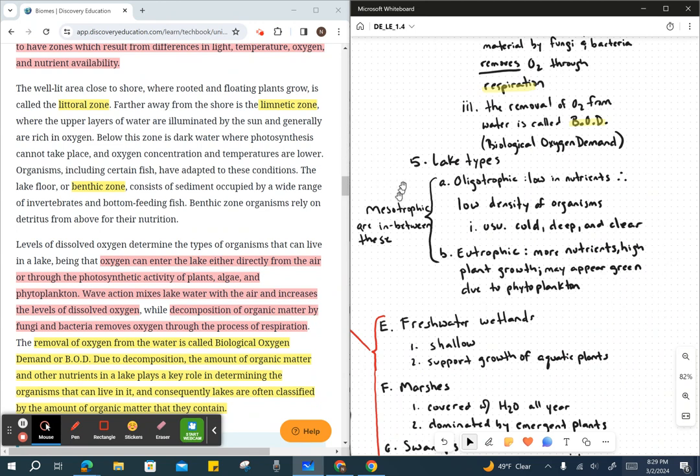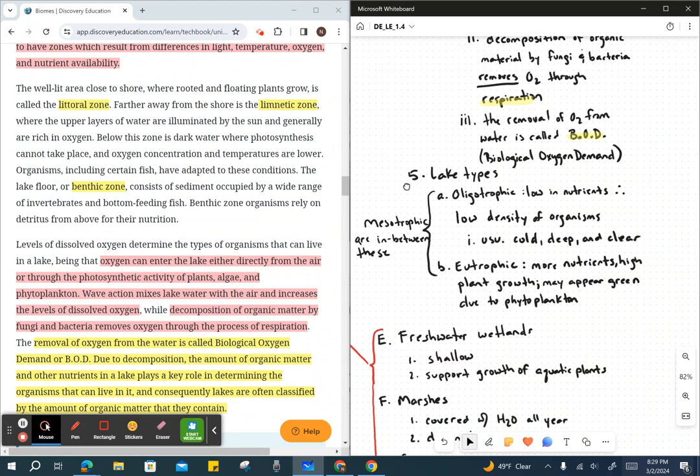So the removal of oxygen from water is called your biological oxygen demand. Okay. And some areas have a higher biological oxygen demand than others.